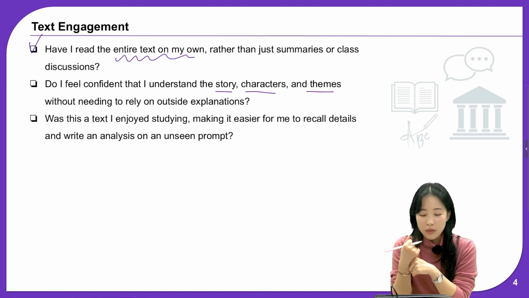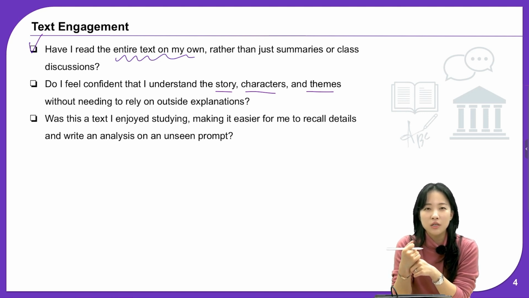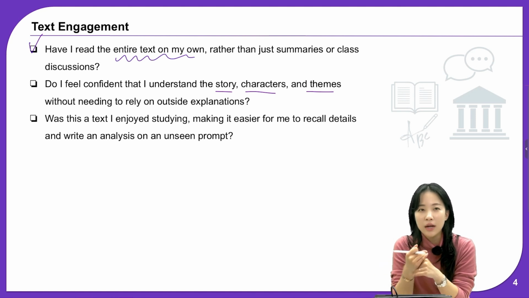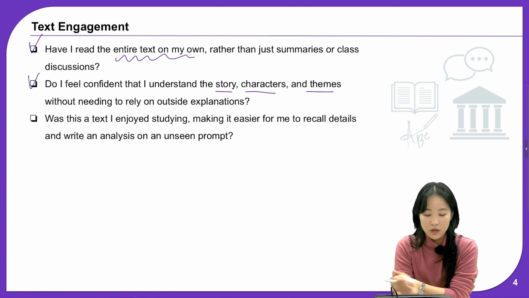But even until the moment you're about to take the paper 2, if you're like, I still need someone to explain to me what the theme is, that means you don't have any confidence with this text and there is no text engagement. So just because you read it doesn't mean you understood it, right? And so the next thing that we need to consider is understanding, okay?